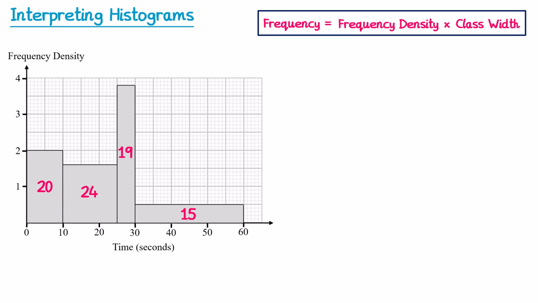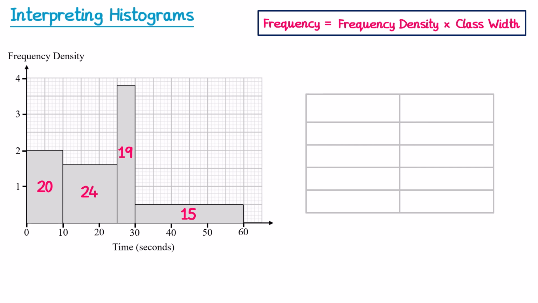You could be asked in an exam question to take a histogram and turn it into a regular frequency table. To do this, we need to write the headings for each of those columns. The first of those columns will tell us what the histogram is about. We can see from the bottom axis this one's about time, and the second column will be frequency.